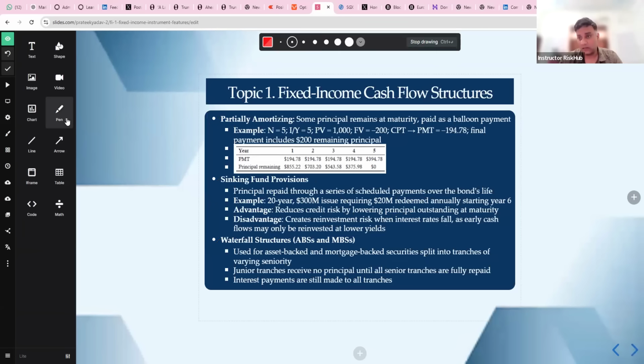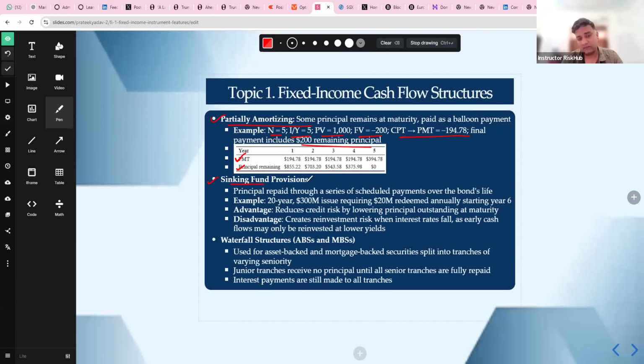Obviously, there is something called a partially amortizing loan as well. When you talk about a partially amortizing loan, this is between your bullet and your fully amortizing. Some principal is repaid during the life of the bond, but some principal remains at maturity and is paid as a balloon payment, right? For example, let's say N is equal to 5, I/Y is equal to 5, PV equal to 1,000, FV is equal to minus 200, compute PMT, so and so. The final payment includes $200 remaining principal; the final payment includes your regular payment plus your remaining principal. The key point is that your credit risk reduces over time, right? But not fully until maturity, right? So that is what we have.